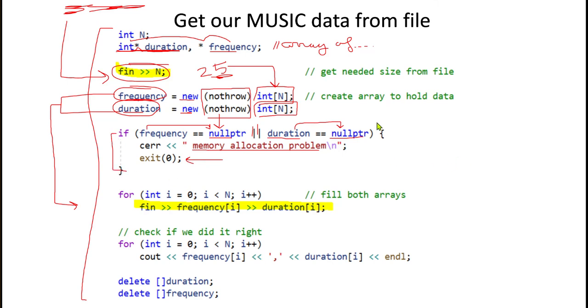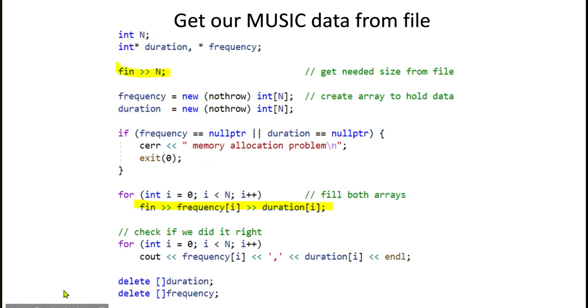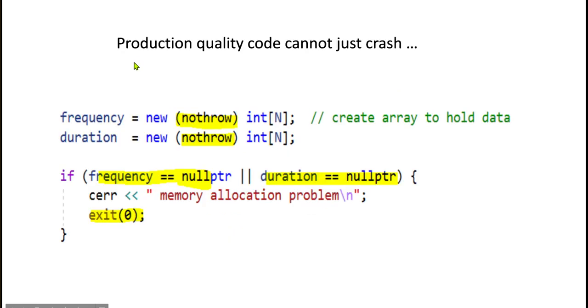Next, this all worked out. I got a file, I got memory. So now I'm going to fill both arrays with data. How many data items? 25. 25 data items. Where did I get that? Right here. Whoops.